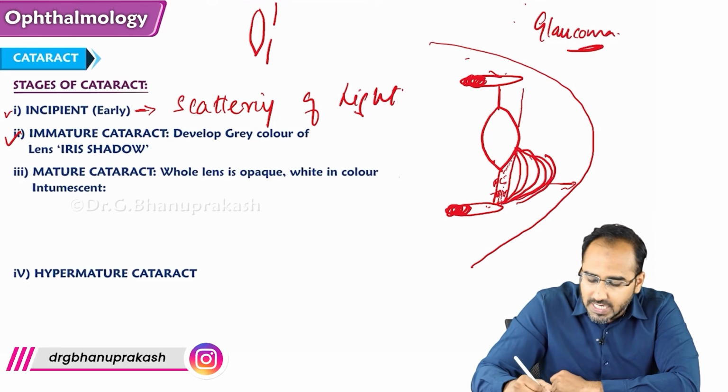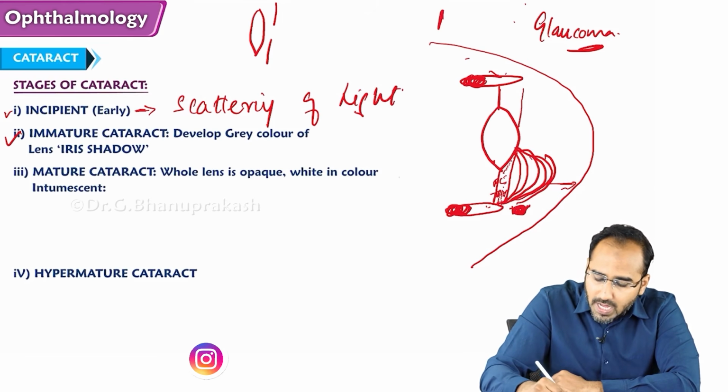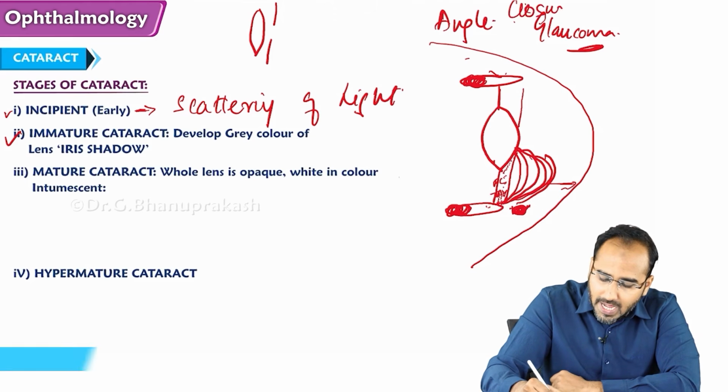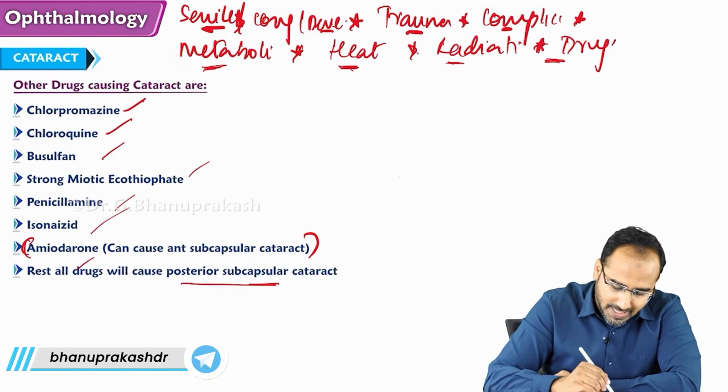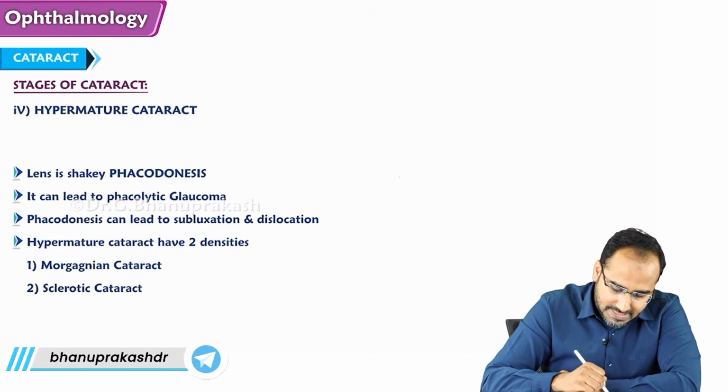As the iris is bulging, there is a small structure beneath the iris over here which is called the angle. This angle gets closed, hence it leads to angle closure glaucoma. Hence it leads to what, guys? Angle closure glaucoma. I'll repeat it once again, guys, so that you can understand it clearly. We are discussing about what?